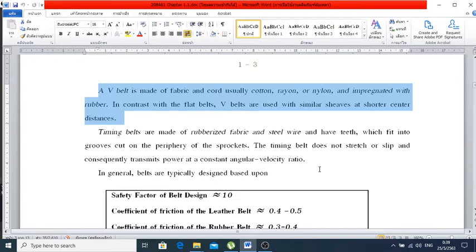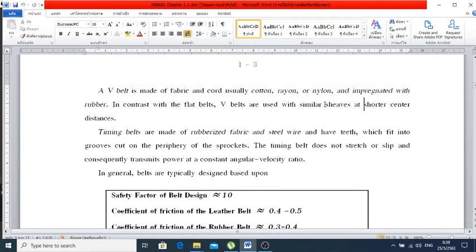In contrast with the flat belt, V belts are used with similar sheaves and shorter center distance. Now what should you think about the sheave here? The sheave is going to be the pulley, the same thing anyway. So sheave means you have two sheaves, or two pulleys, for the driving pulley and the driven pulley. That's why the center distance is going to be short when you apply the V belt.